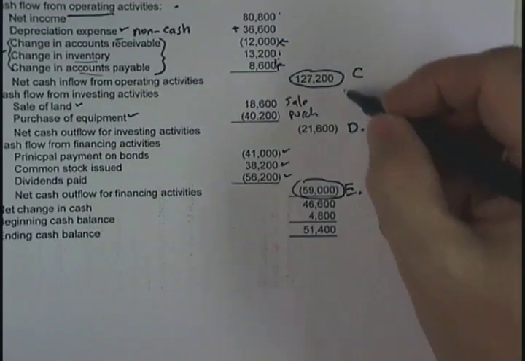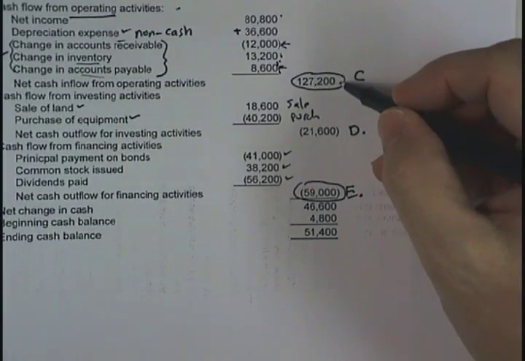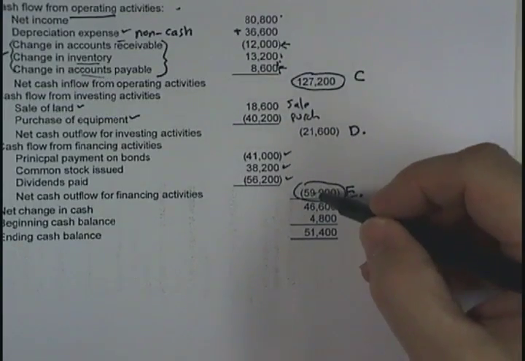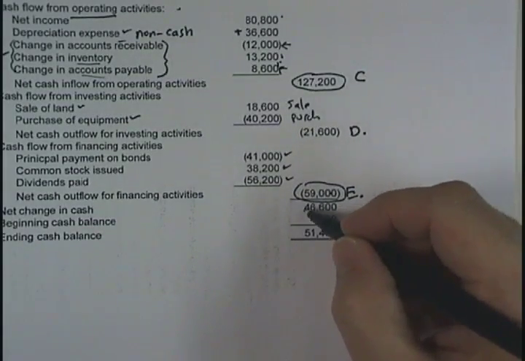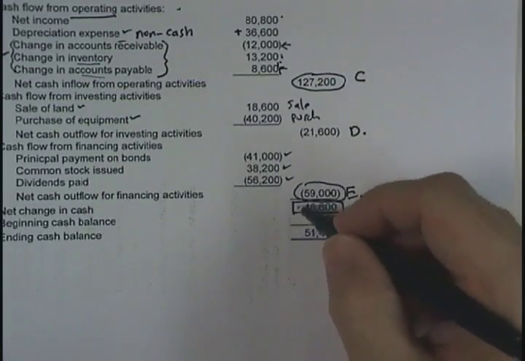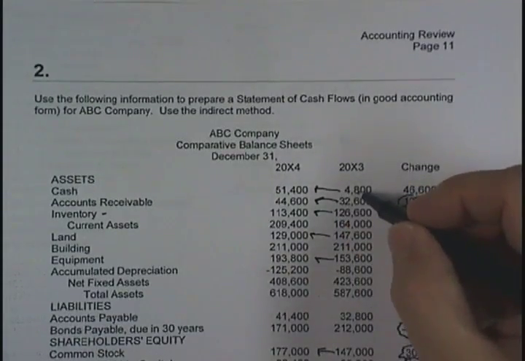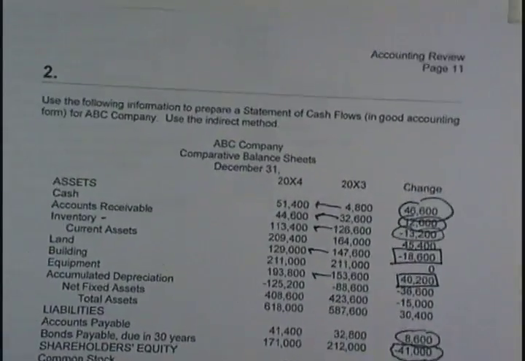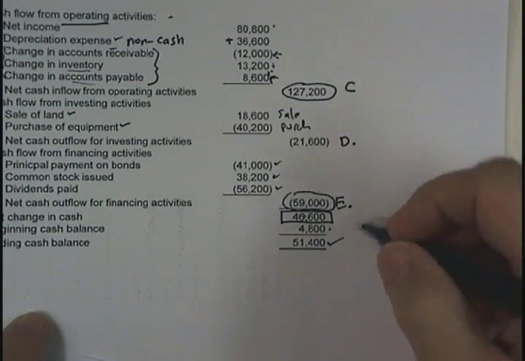The total change in cash was the sum of the three. Operations produced $127,200, investing activities took $21,600, and financing took $59,000. So the sum of those three is that cash actually increased by $46,600, which we could see in the information that we're given. Cash went from $4,800 to $51,400, increased by $46,600. Cash started at $4,800, increased by $46,600 up to $51,400, which is that ending cash balance.